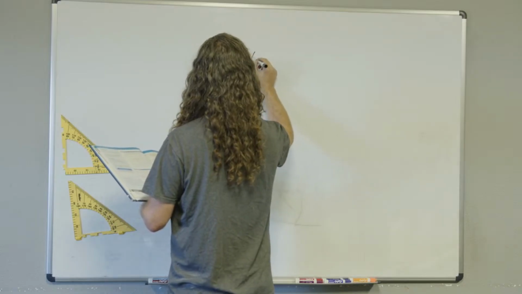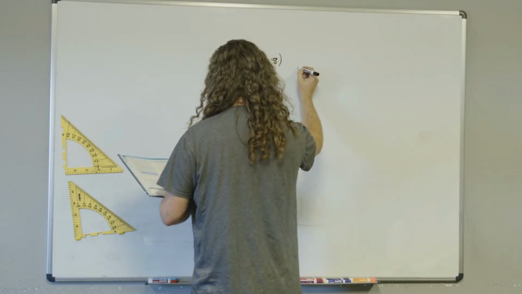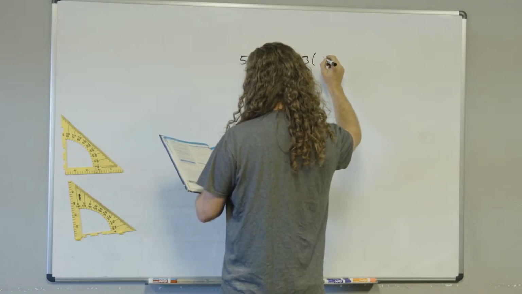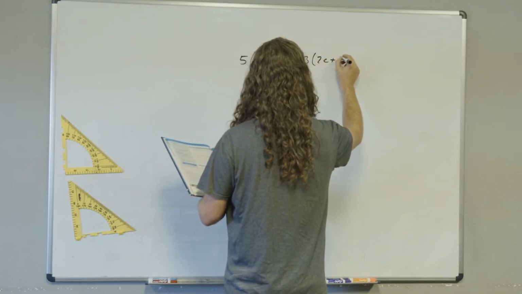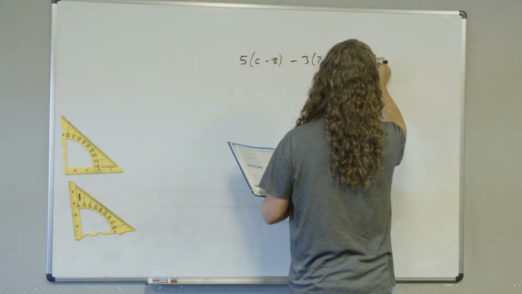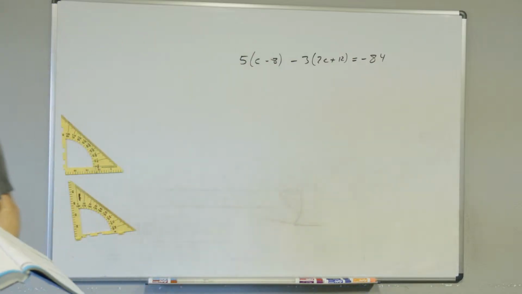5 times the quantity C minus 8, minus 3 times the quantity 2C plus 12, equals negative 84. So what should we do? Distribute.